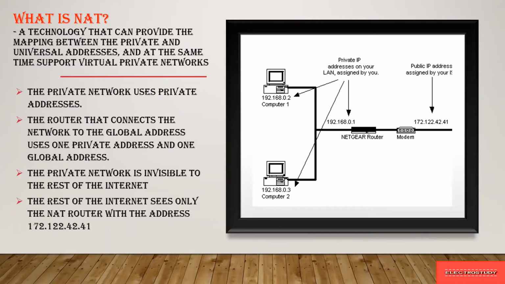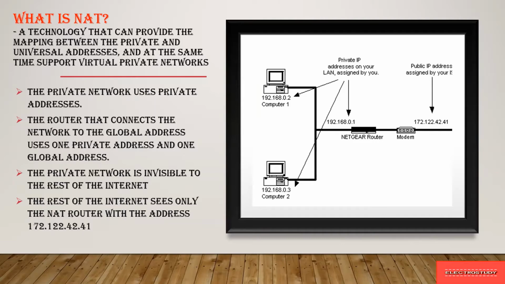Have you ever thought, when this business grows, or the individual or household needs a wide range of network coverage, what will these internet service providers do? The other address spaces are already allocated for other networks, so obviously it is a problem. So a technology that can map between the private and the universal addresses, and at the same time give support to virtual private networks, is called network address translation.